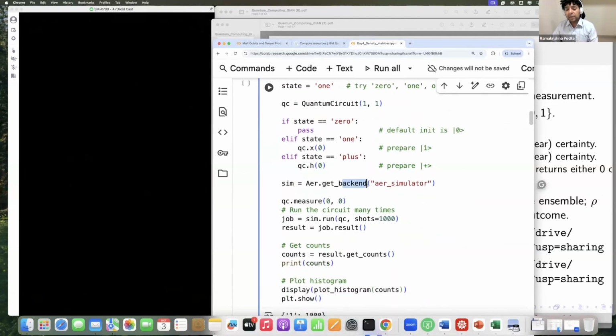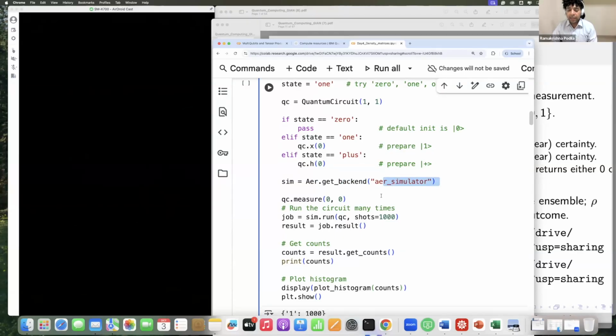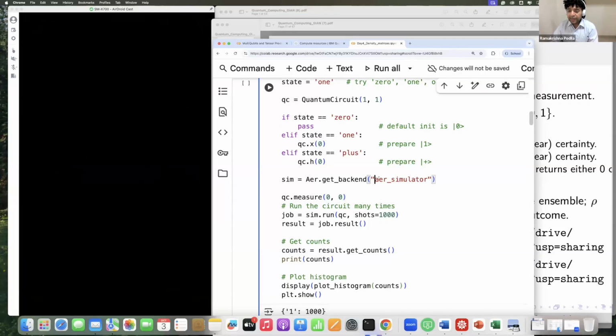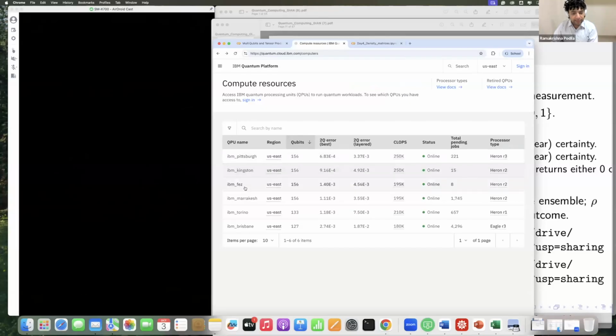So here the backend, I am just putting a simulator, right? So once you get the tokens, you will introduce your API, and instead of the simulator, your backend will be either IBM Pittsburgh or IBM Torino, Brisbane, whatever you want. But the problem is you have to get free time. You look here, there are pending jobs. For example, if I put on IBM Fez, my job will be the ninth pending job, so it will not run immediately. That is a problem in doing it in a live class, but we will try to show you the code so that you can run it and see for yourself.